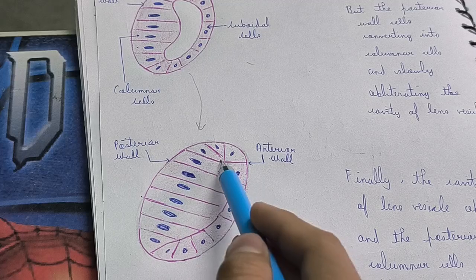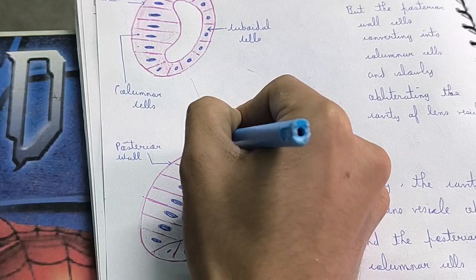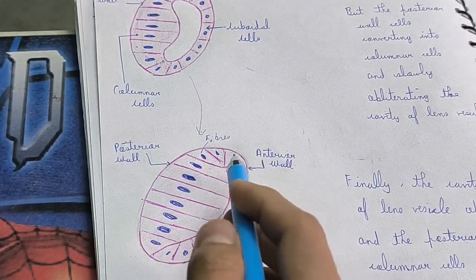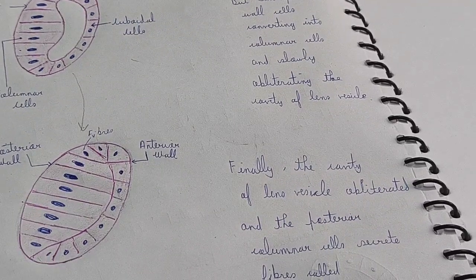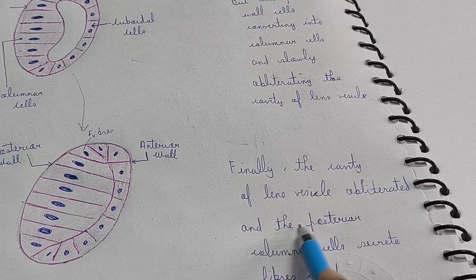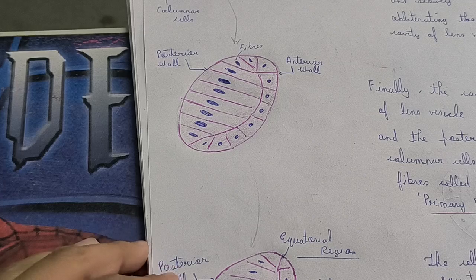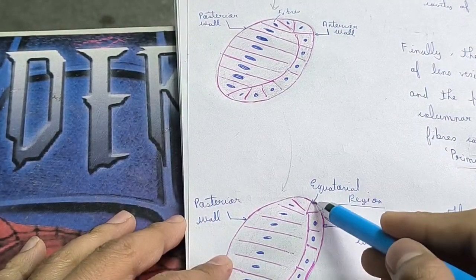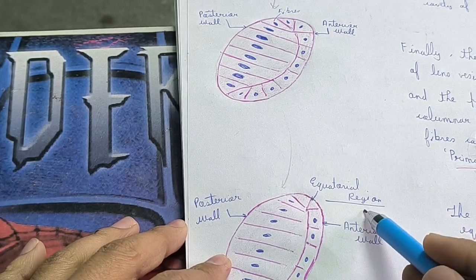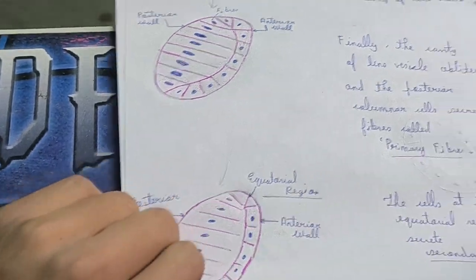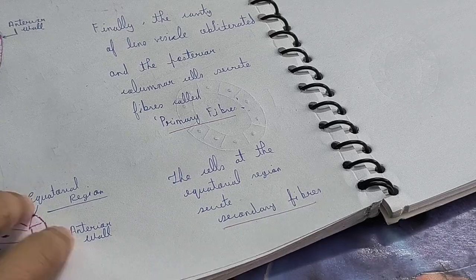Now you can see that the cavity of the lens vesicle has been completely obliterated, and the posterior wall cells secrete fibers, and now the primary fibers form. So finally the cavity of the lens vesicle is obliterated, and the posterior columnar cells secrete fibers called primary fibers. Now about secondary fibers. You can see that this is the equatorial region, and the cells of the equatorial region also secrete fibers, basically secondary fibers. So I have written that the cells of the equatorial region also secrete secondary fibers.